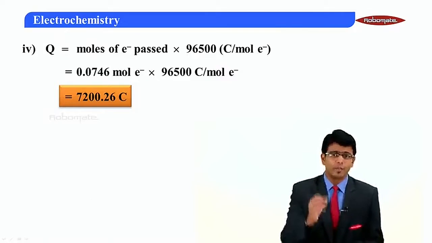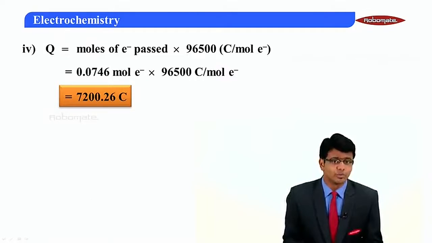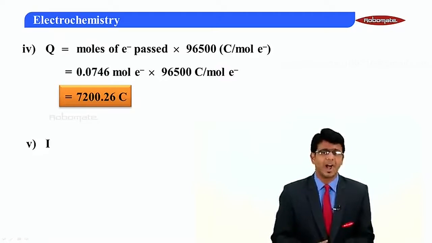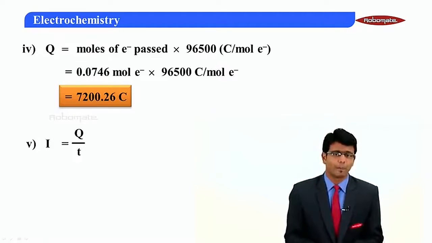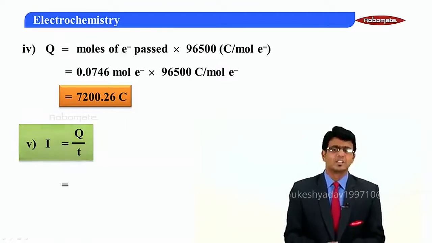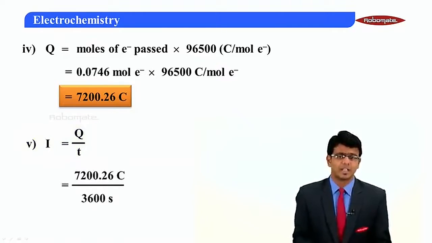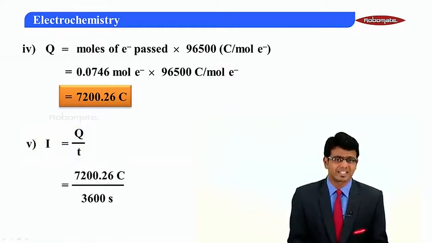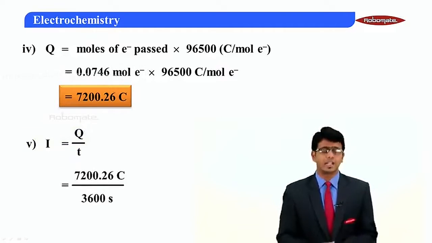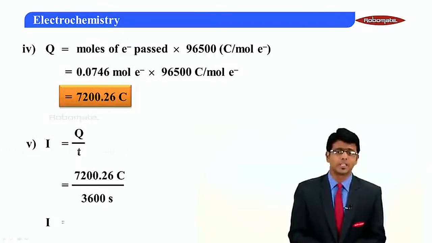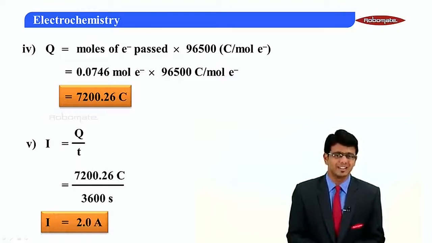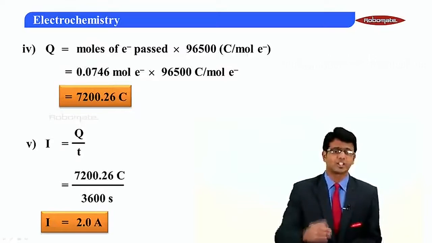Okay, so now we have got the value of Q. So if you want to find the value of I, we have the formula Q upon T, right? So Q is nothing but 7200.26 upon time is 3600 seconds. So precisely here the answer for current comes out to be 2 amperes, right? So that was the another part of the numerical to find the current strength.